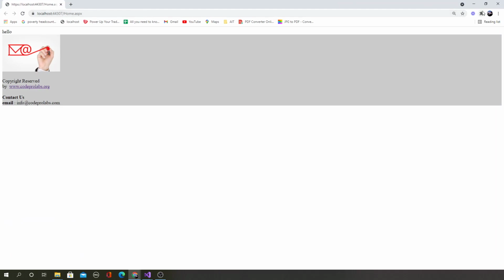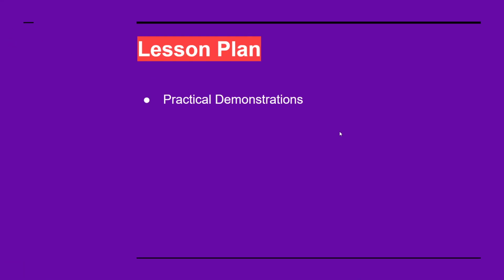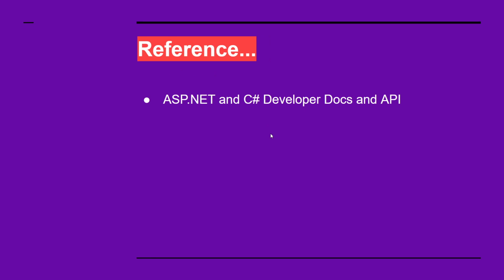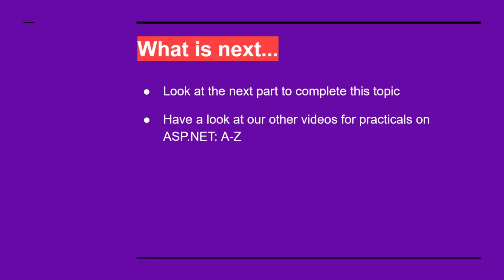So now let's go and improve the home page. We did a practical demonstration up to this point, and the conclusion is you learned about adding a master page and about creating the home page of the website, but we are going to complete the home page in the next part. References we'll be using for this lecture are these docs. So make sure to look at the next part to complete this project.